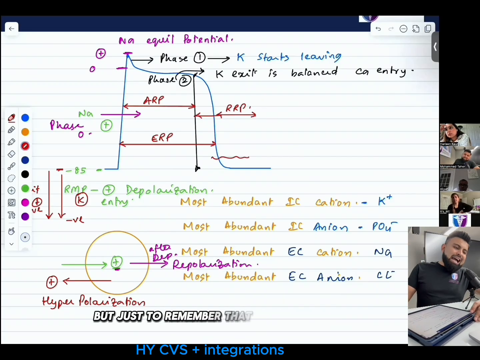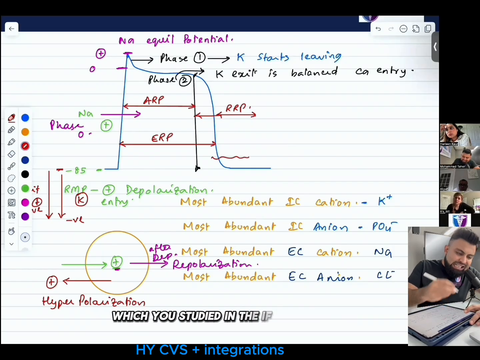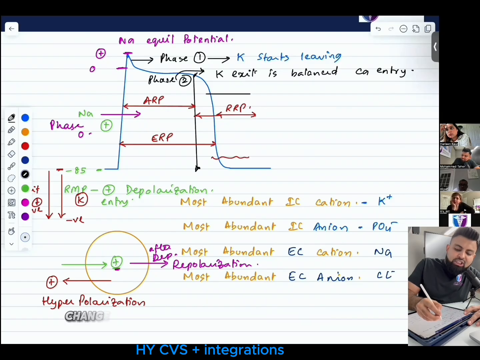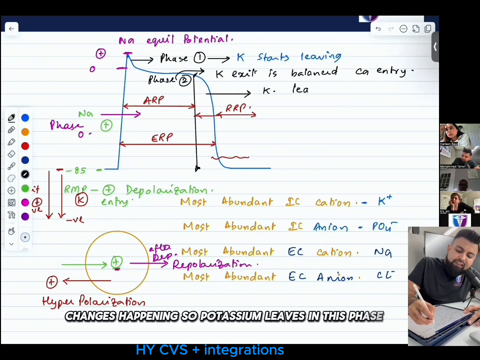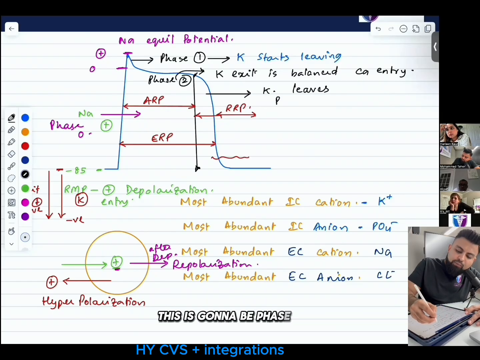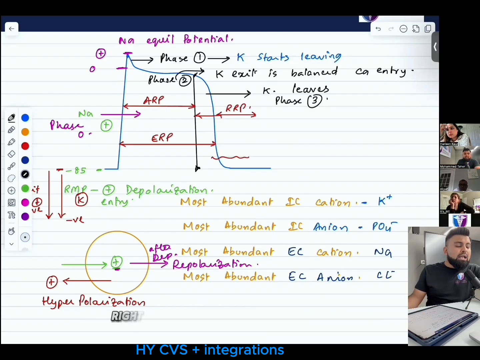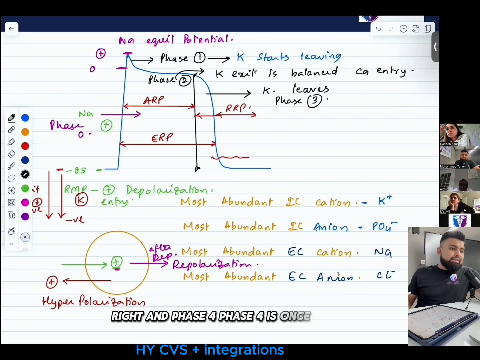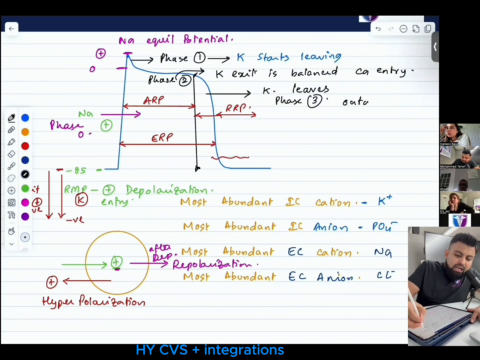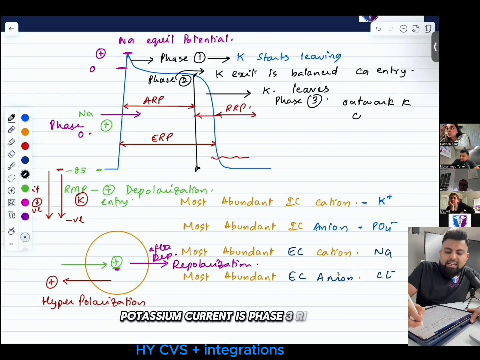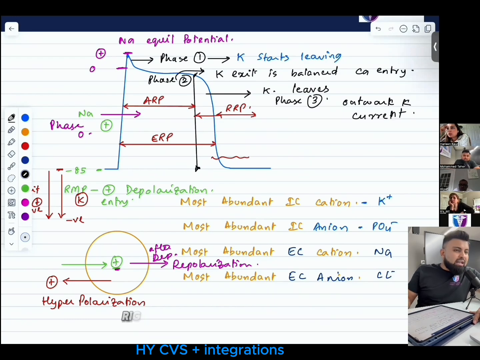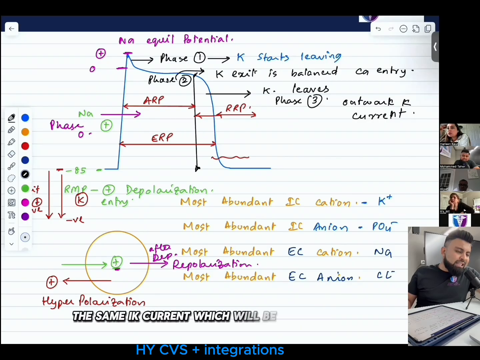But just remember that in all these phases you studied, we mainly have to remember the different electrolyte changes happening. Potassium leaves in phase 3 and continues to leave in phase 3, and phase 4 is once the potassium reaches equilibrium. So outward potassium current is phase 3, and this is my IK current, the outward potassium current for repolarization.